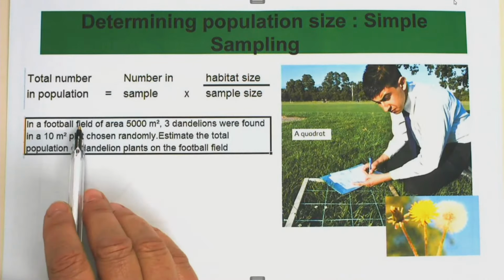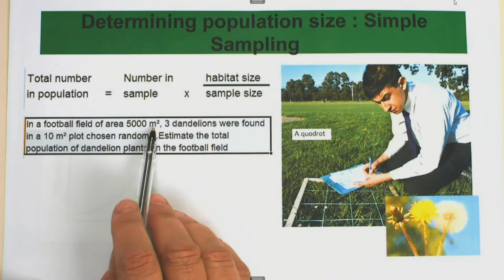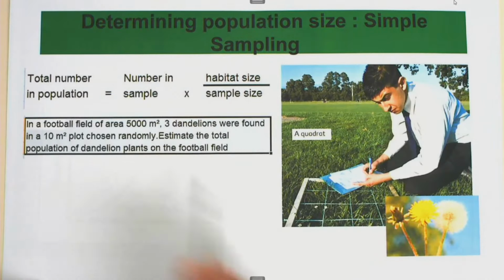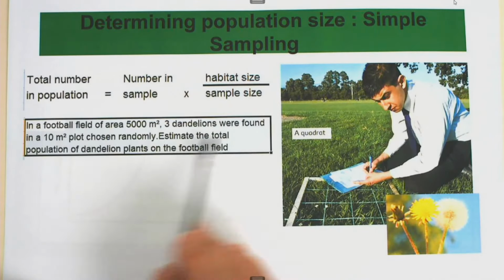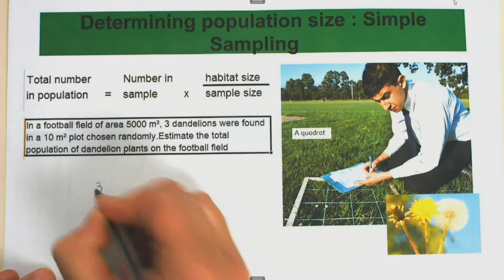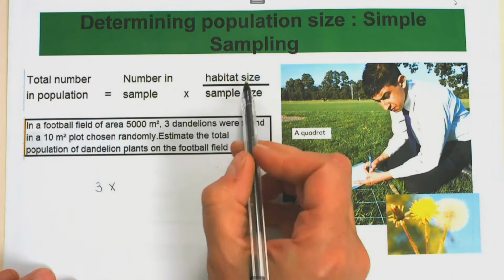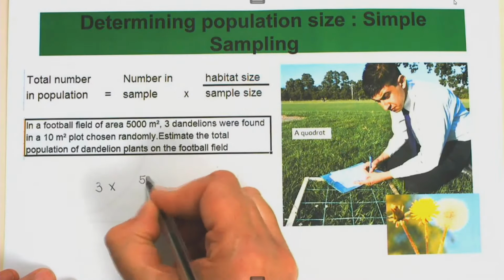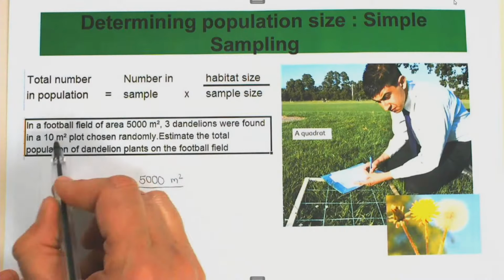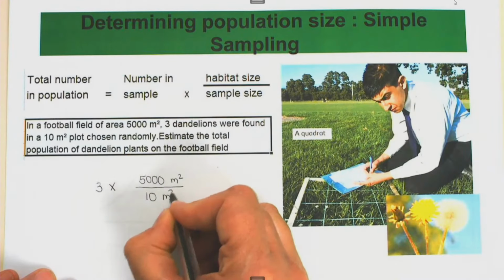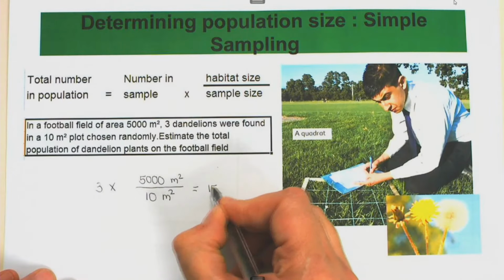They say in a football field with an area of 5,000 square meters, 3 dandelions were found. You see 3. In a 10 square meter plot chosen randomly, estimate the total population of dandelion plants on the football field. Yes, that is not 10 meters, but that's just to give you an indication of how it works. So the number in the sample will be 3. It's multiplied with the habitat size, that will be the 5,000 square meters. And then it's divided by my sample. My sample is 10 square meters, and that will be 1,500.